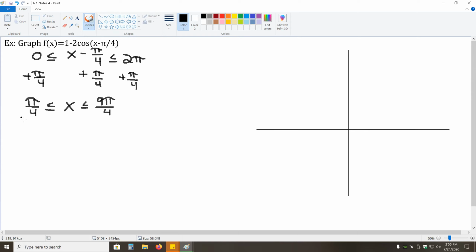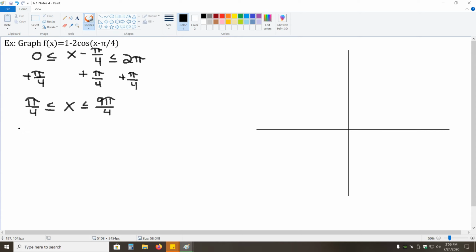So from here, we now know our new period. We're not graphing from 0 to 2 pi anymore. That's for the parent function of cosine. In this case, the period is from pi over 4 to 9 pi over 4. From pi over 4 to 9 pi over 4, we'll get that U shape of cosine that we're always looking for.